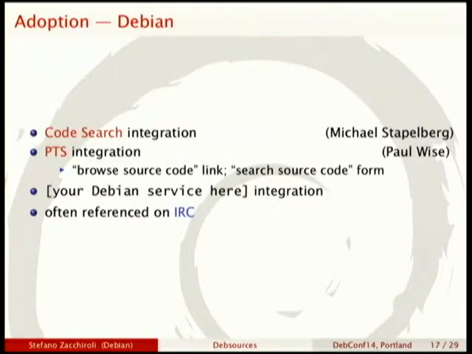Adoption in Debian. Well, I've already talked about the integration with Code Search, and I was really happy about that. It's been already integrated in the PTS, thanks to Paul Wise. And essentially, you might have noticed that associated to any single package in the PTS, you now have a browse source code link, which will bring you to browsing the source code of that package, and also a search source code form in which you can search within that package.